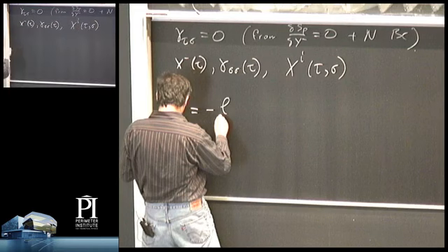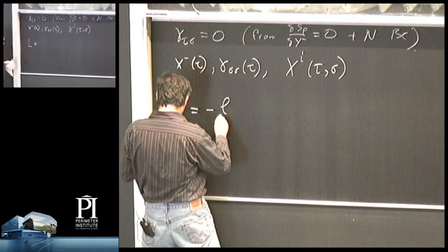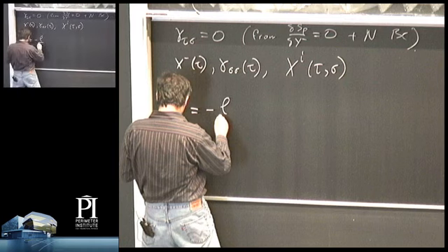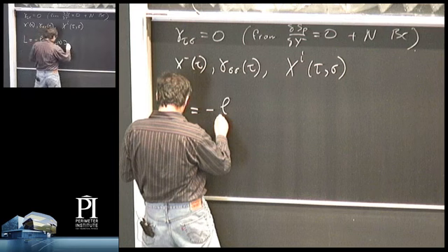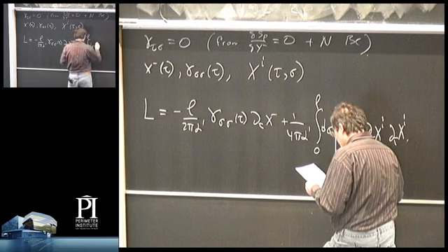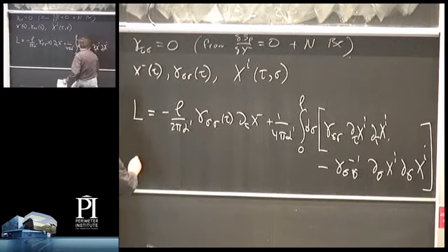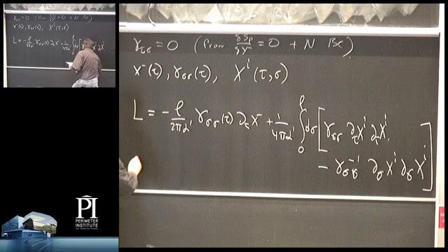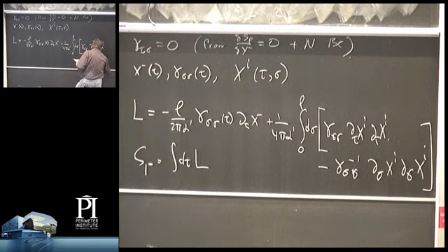Okay, so if we do that, then the Lagrangian of the Polyakov action will take the following form: minus L over 2 pi alpha prime, minus 1 over 4 pi alpha prime integral from 0 to L d sigma, del tau xi del tau xi, and minus gamma sigma sigma inverse del sigma xi del sigma xi.